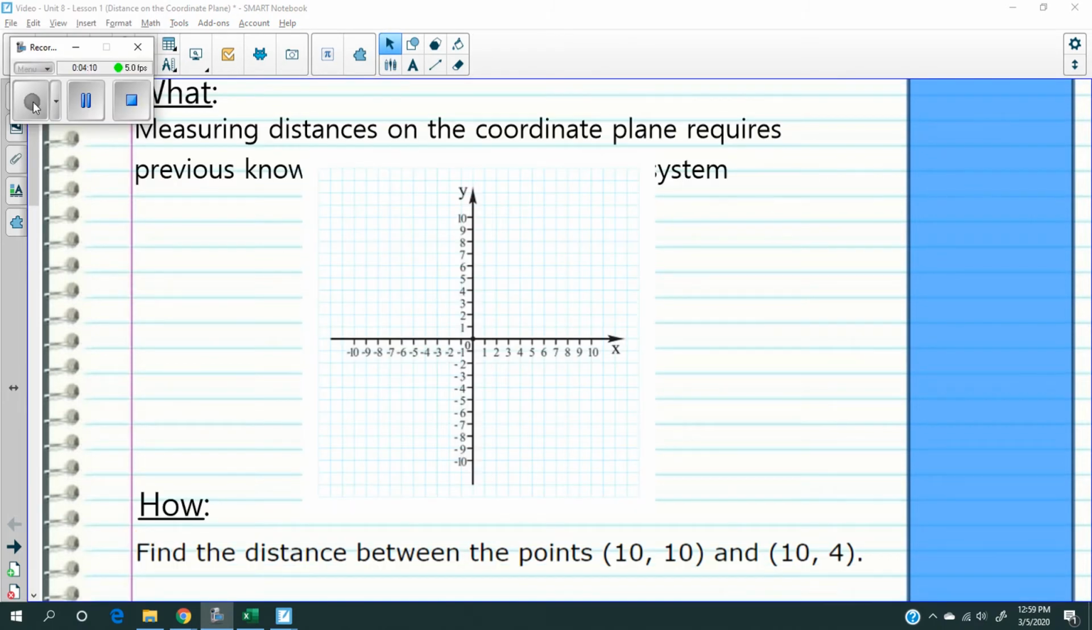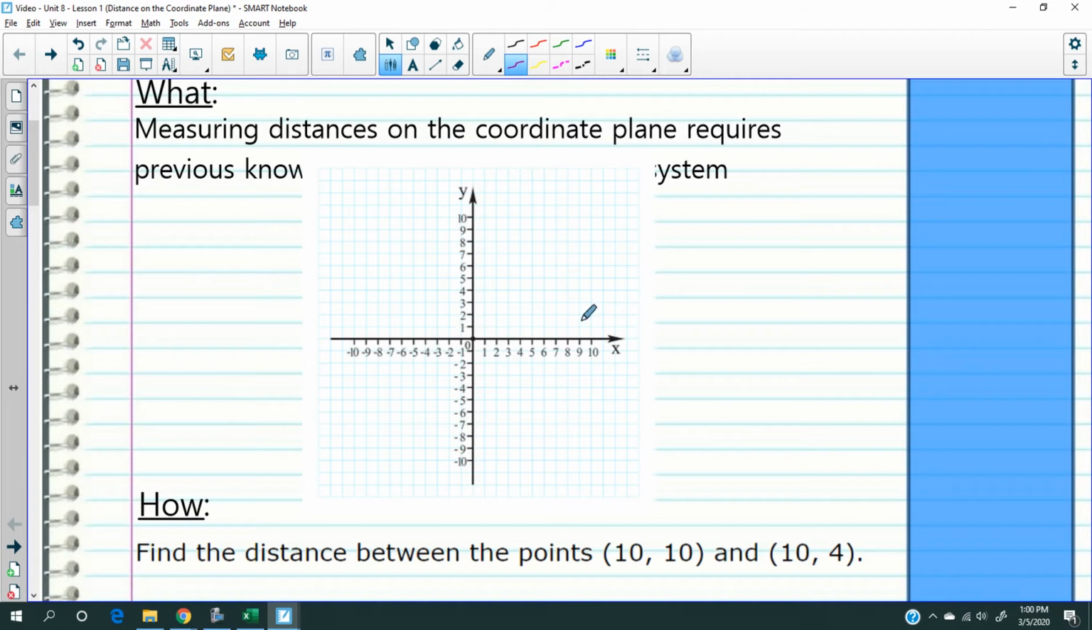Okay, so through the magic of television or YouTube, I was able to find a coordinate plane with these values. It might be a little bit hard to see, but I think if you do full screen, you should be okay. So the first point is 10, 10. So I'm going 10 to the right and then 10 up, which will be, let me look real close, right here. And then I'm going to do 10, 4. So 10 over, 4 up.